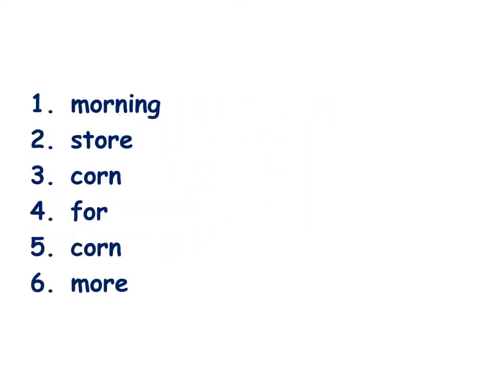Back again, our 6 mistakes were number 1, morning, store, corn, for, and then corn again, and more. We said that the sound or, it could be or, like corn. This is a long sound O. Orn, corn, or O with magical E.